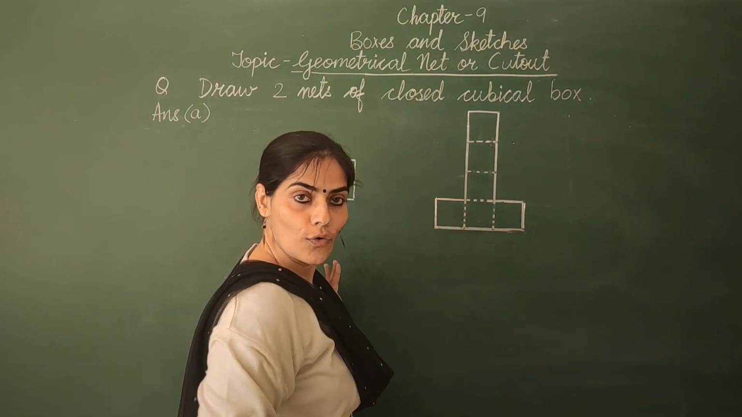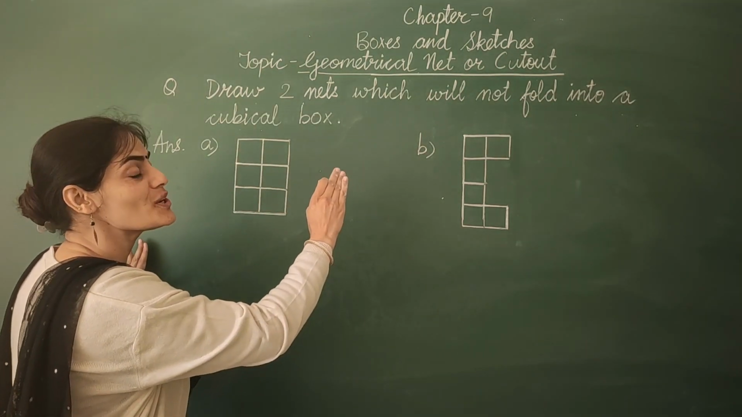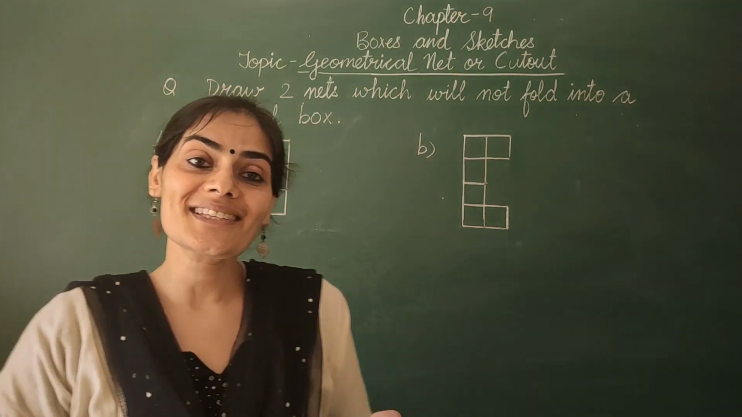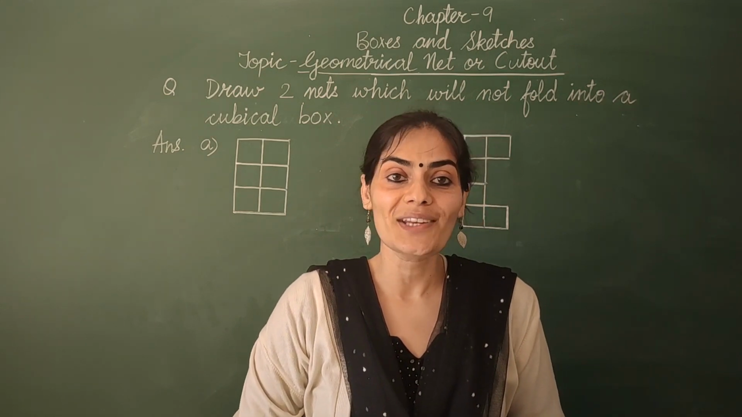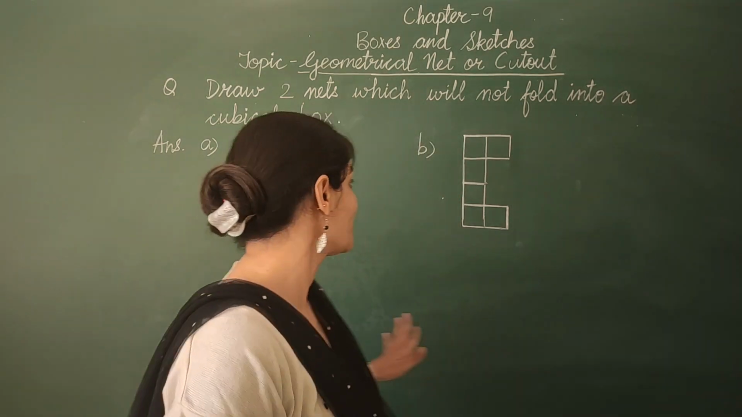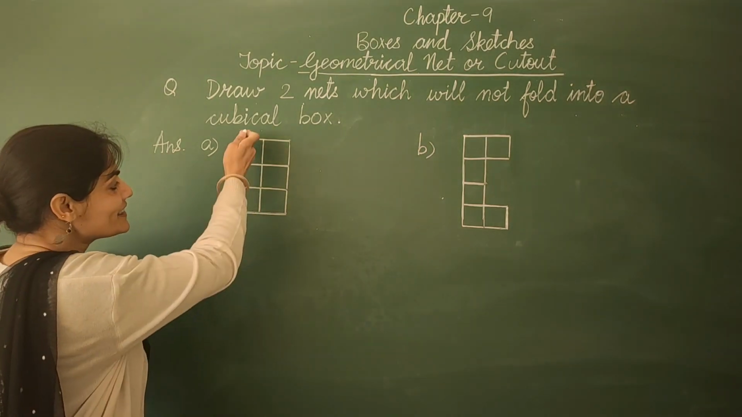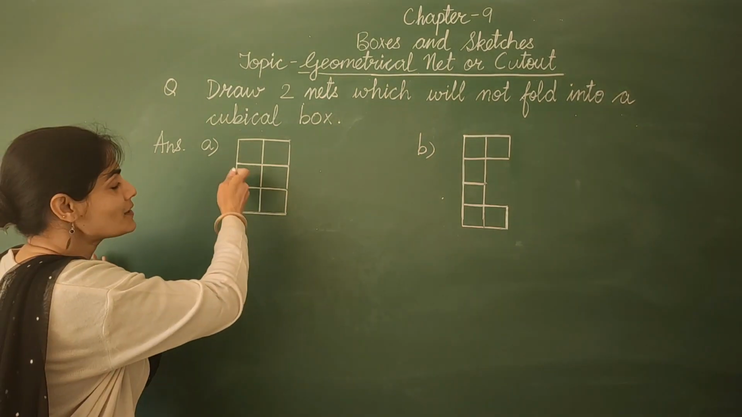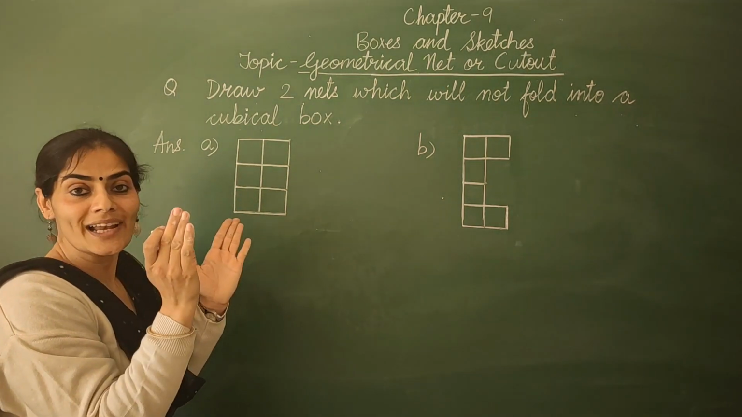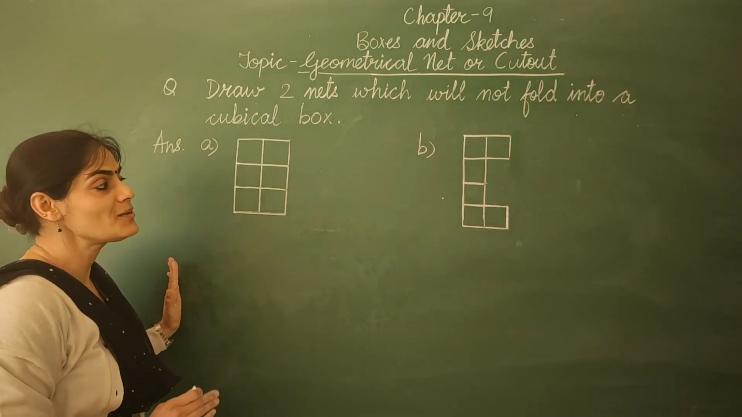In this question, we are asked to draw 2 nets which will not fold into a cubical box. So students, the things that we are required to keep in mind while drawing the net of a cubical box, we'll ignore all those things. Fine. So I have drawn 6 faces, but what do you observe? That 3 faces are drawn in a line, and beside those 3 faces there is one more line. So you just visualize, and you will find that this will never fold into a cubical box.